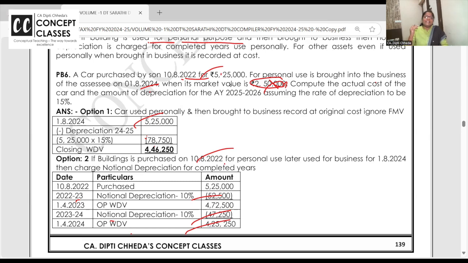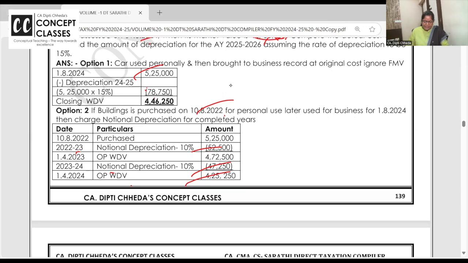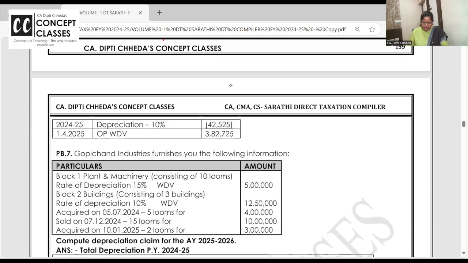So many students are watching the lectures for capital gain, for salary, for base building. All right. So a building used personally and then brought to business, charge depreciation. What do you call it? Notionally. Car, not notional.